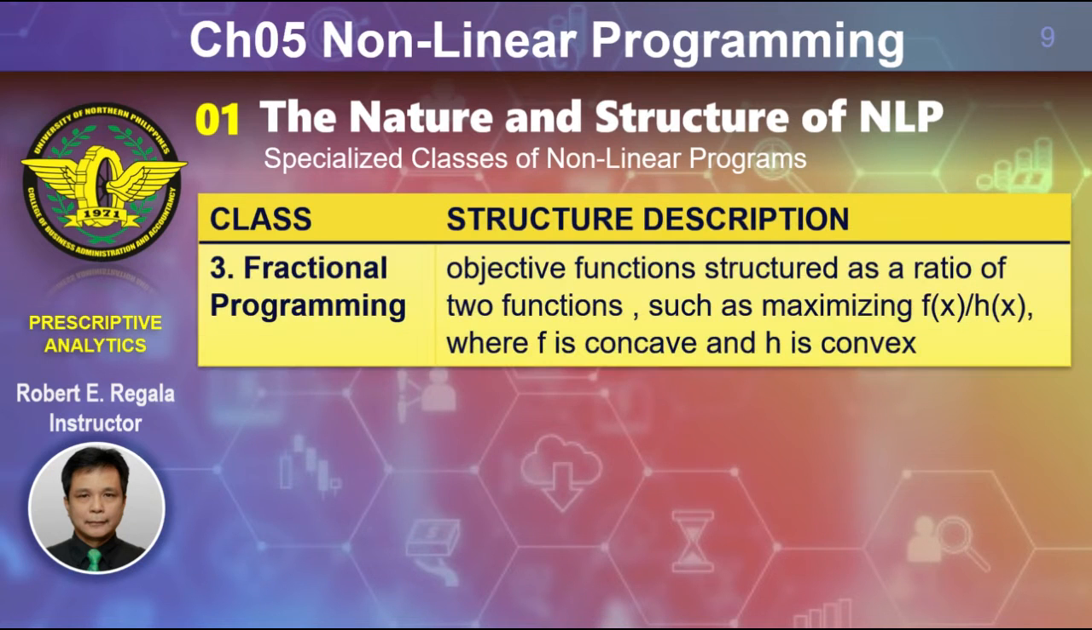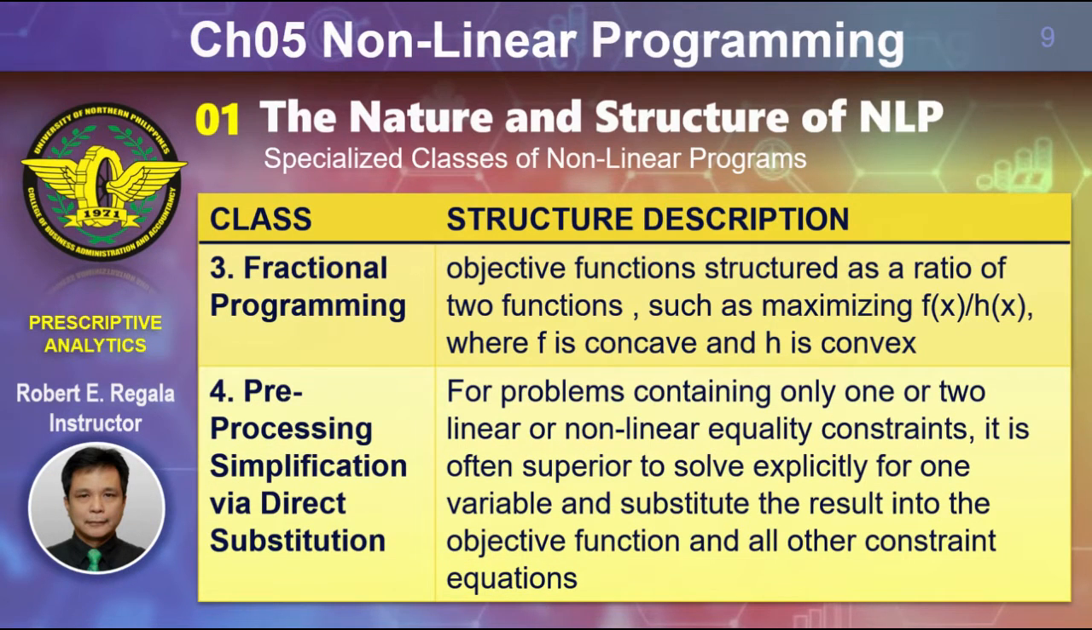3. Fractional programming. This involves objective functions structured as a ratio of two functions, such as maximizing f(x) divided by h(x), where f is concave and h is convex. Such problems, provided the constraints are convex, can often be transformed into an equivalent convex optimization problem. 4. Pre-processing simplification via direct substitution. For problems containing only one or two linear or nonlinear equality constraints, it is often superior to solve explicitly for one variable and substitute the result into the objective function and all other constraint equations.